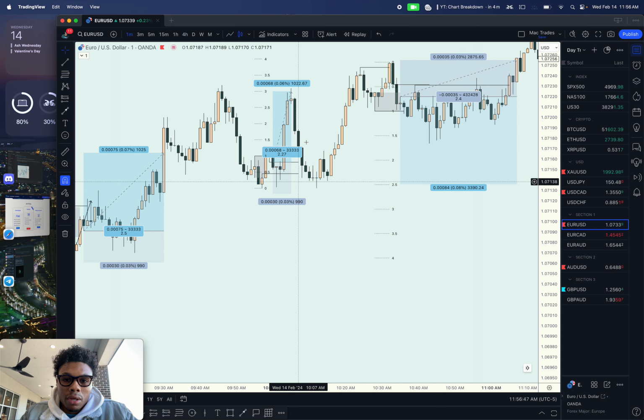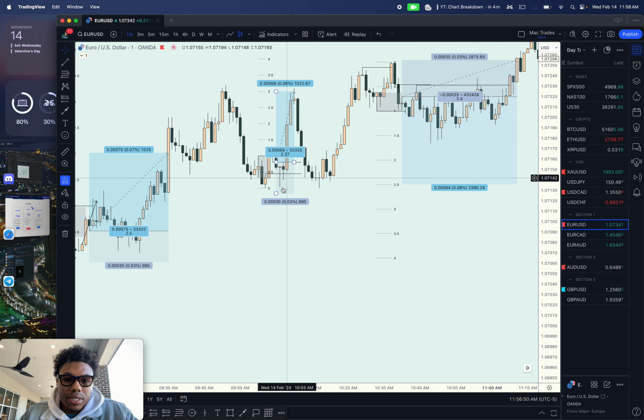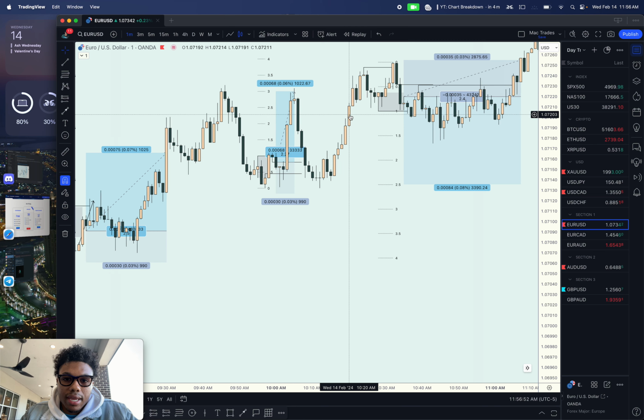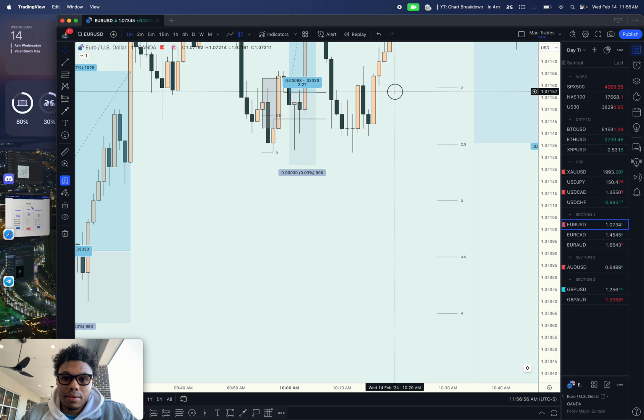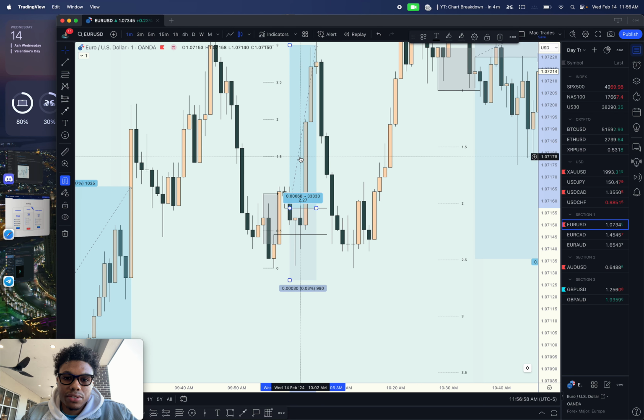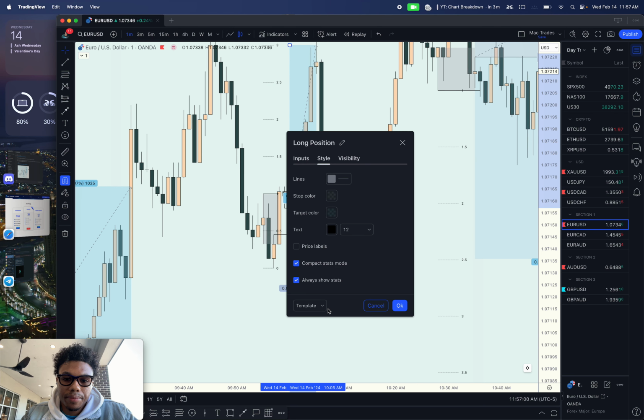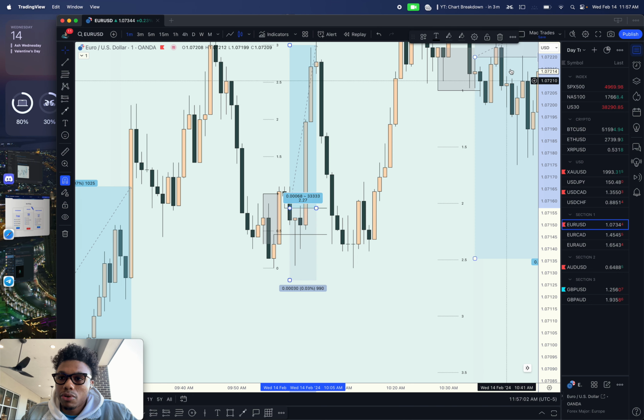Next trading opportunity was here. It took place around 10 o'clock a.m. Eastern Standard Time. Now this is what we like to see. I'm going to get rid of the stats real quick so you guys can see a little bit more of the price movement.